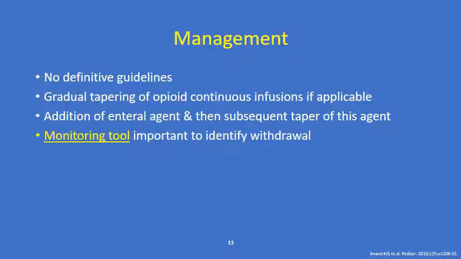So I know I talked some about the management already, but there's no definitive guidelines for the management of withdrawal in our patients. But the general approaches, like I mentioned, are gradually tapering the continuous infusion if they're on one, and then adding on an enteral agent, and then tapering that agent as tolerated. But one of the most important things is monitoring this to make sure, one, is our patient exhibiting withdrawal? If they are, are they improving when they're on the medication?